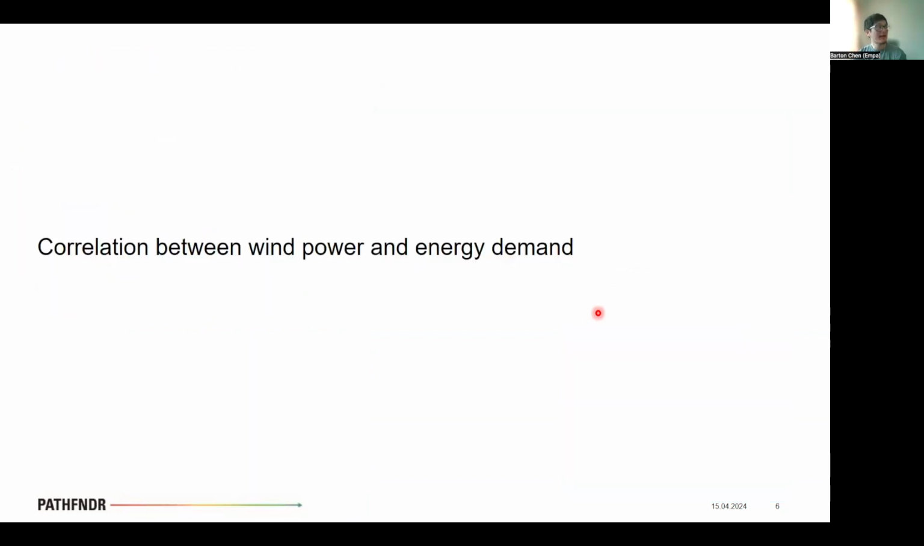So now I've just given a quick introduction to how the wind turbine looks. Now I would like to focus a little more on how wind power is linked to the energy demand. And at the end, I would like to introduce why it matters for the people we have in Switzerland.